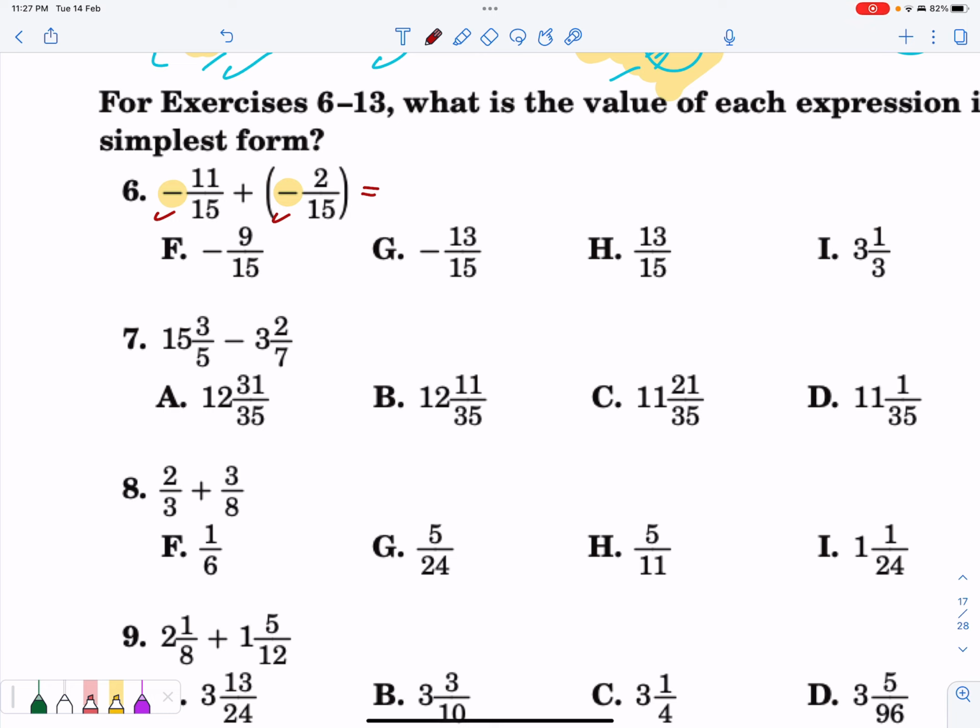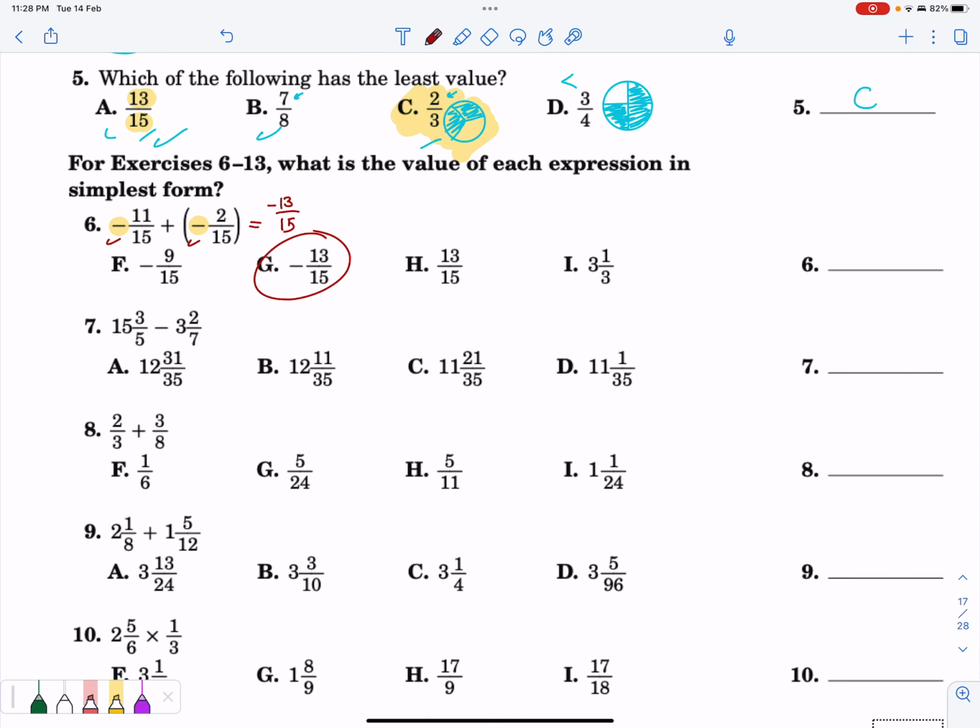You will just add the numerators. 11 plus 2 is 13. And of course we keep the same denominator, so we keep the 15. And don't forget, keep the same sign. Both of them are negative, so you will keep the negative sign. So you will get G, which is the correct answer, negative 13 over 15. Okay, make it clear for you.